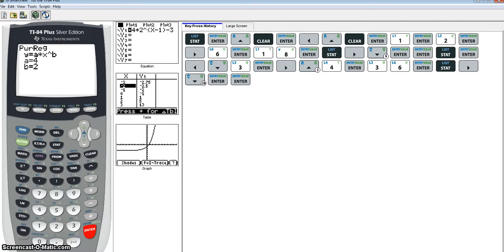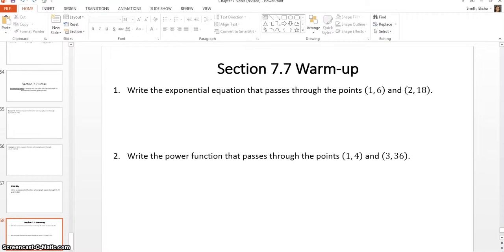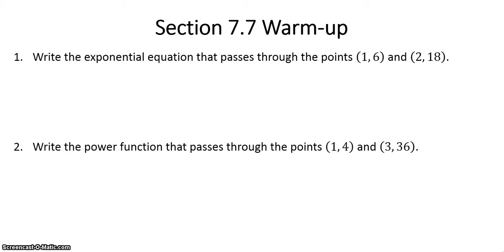Okay, so let me go back so we can write this equation down. So this equation then should be y equals the a value times x raised to the b value, which in this case was y equals 4x squared. So it's all calculator for this one. I'm not going to make you do anything by hand for that.